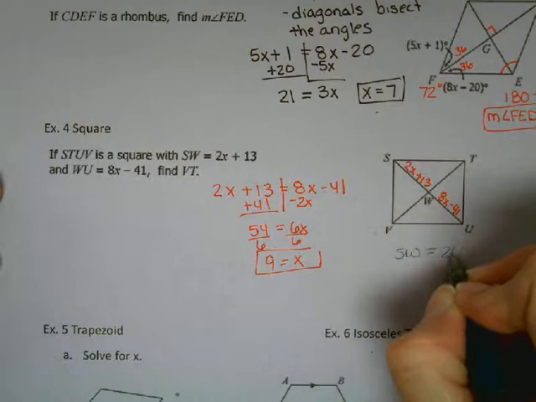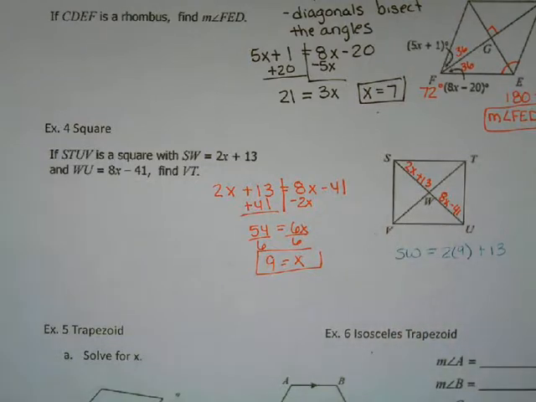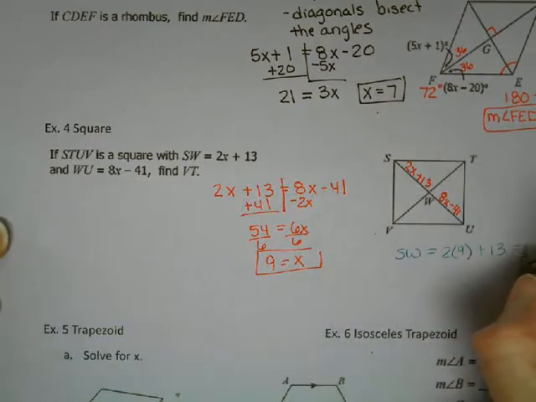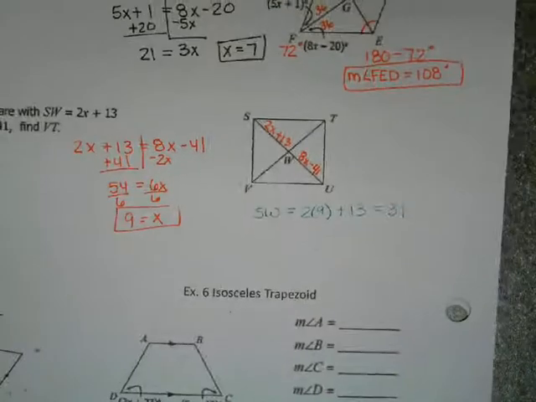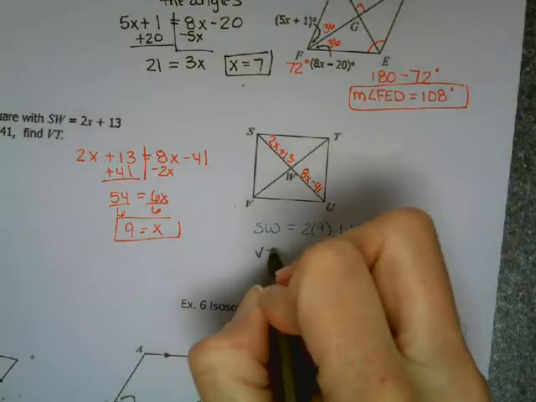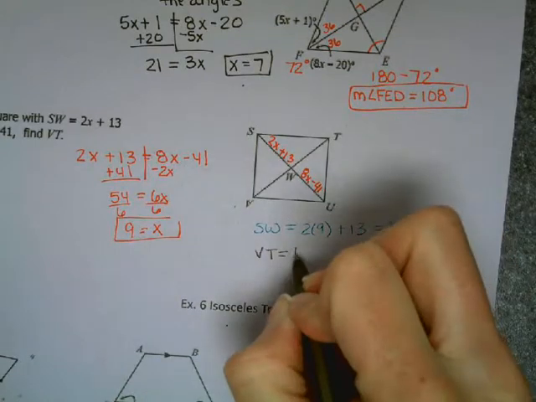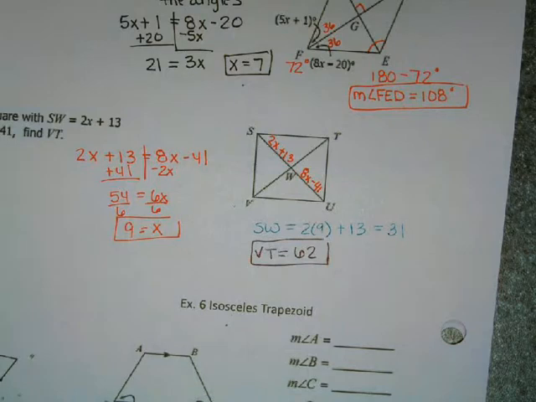SW would be 2 times 9 plus 13. So 18 plus 13 is 31. And remember that that was just half of the diagonal, so the whole diagonal VT, we'd have to double that. So we're going to say it's 62. Okay, so that's squares and their diagonals.